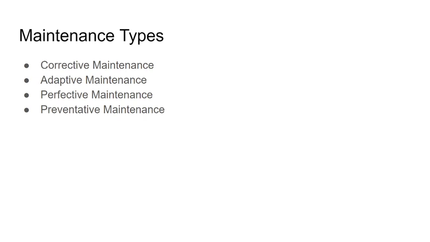Chapter 12, there's 4 maintenance types: corrective maintenance, adaptive maintenance, perfective maintenance, and preventative maintenance. So the further along you go in a product's lifecycle, the more of your maintenance becomes the lower parts of this list.